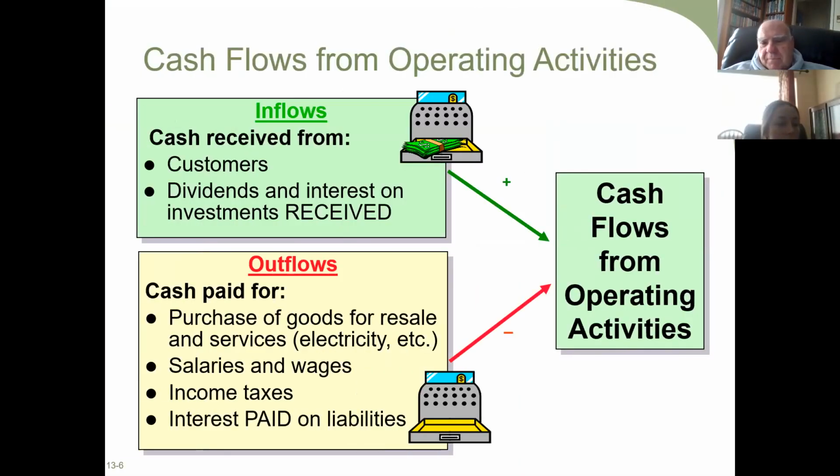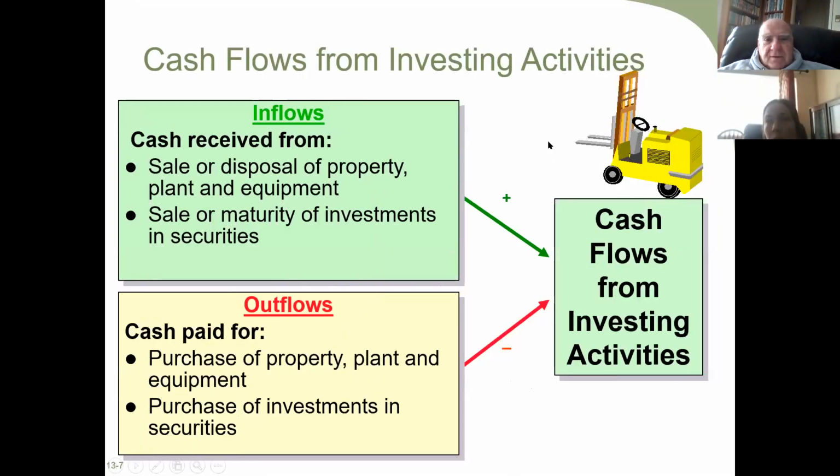Cash flows from operating activities. Customers, if we invest money in an investment, that's a cash inflow. Outflows, we know what outflows are. We buy things, we sell things. Net cash flows, huh? Cash goes up and down.